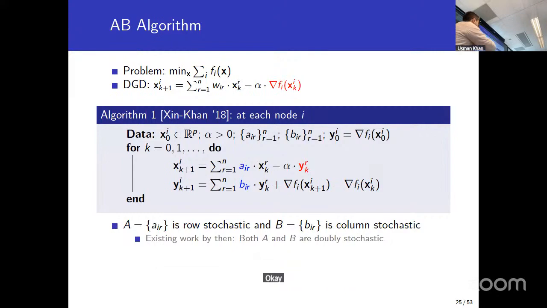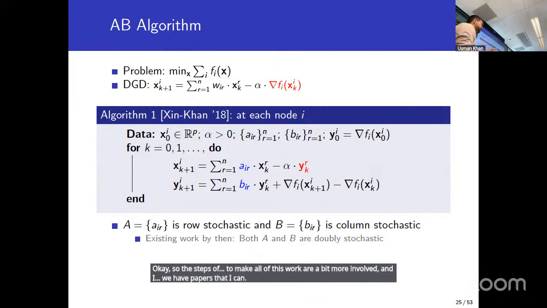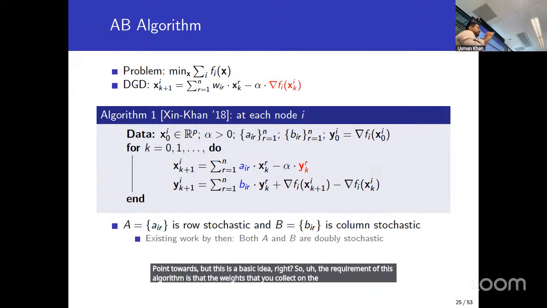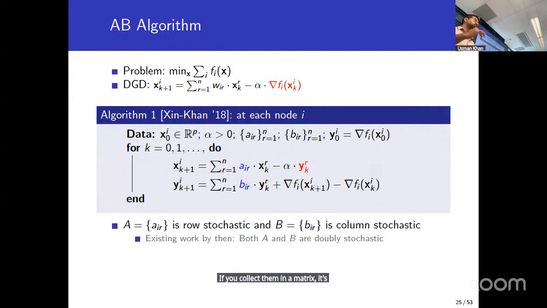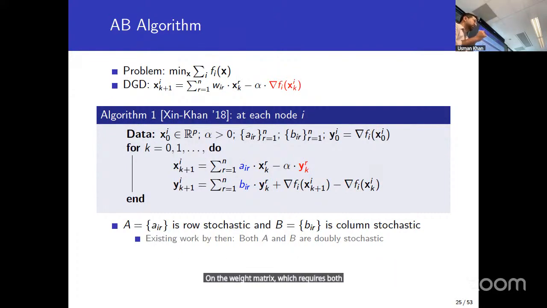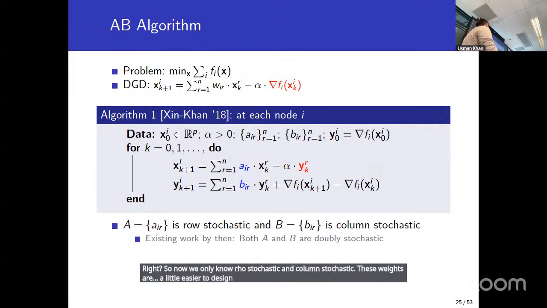Okay. The steps to make all of this work are a bit more involved, and we have papers that I can point towards, but this is the basic idea. The requirement of this algorithm is that the weights that you collect from the top equations, if you collect them in a matrix, form a row stochastic matrix, so all rows sum to 1. And for the gradient tracker, all columns sum to 1. We were also able to relax the requirement of double stochasticity on the weight matrix, which requires both rows and columns to sum to 1. So now we only need row stochastic and column stochastic. These weights are a little easier to design in certain communication protocols.